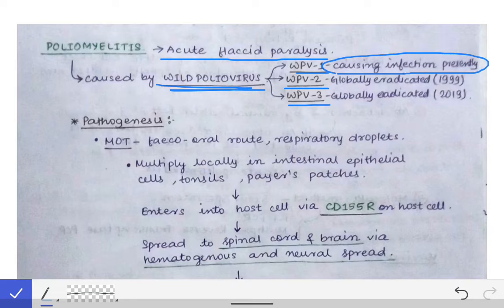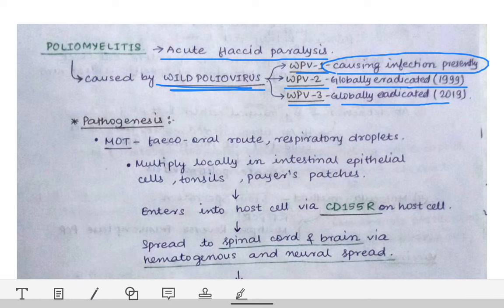Now WPV2 was eradicated globally in 1999, and WPV3 was also eradicated globally in 2019. So at present, only WPV1 is the type of poliovirus that is causing poliomyelitis in certain parts of the world.